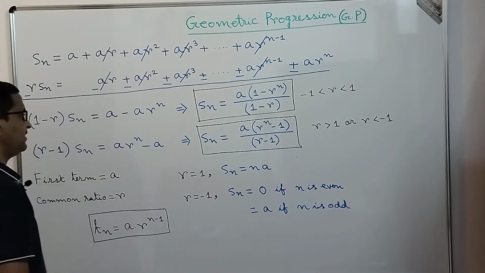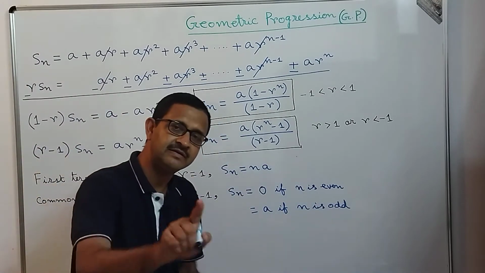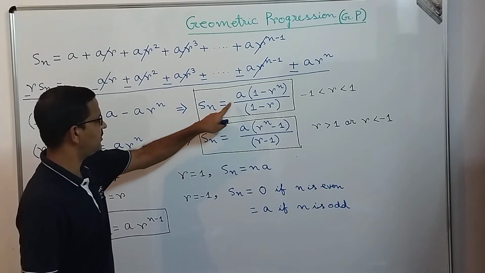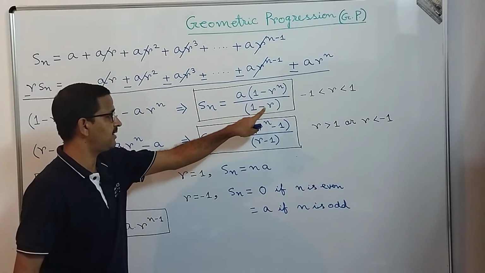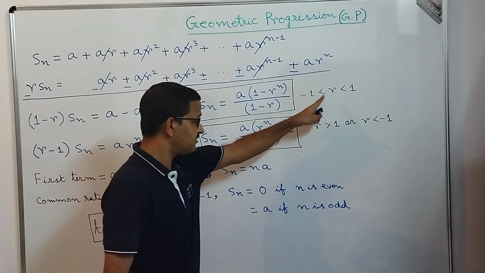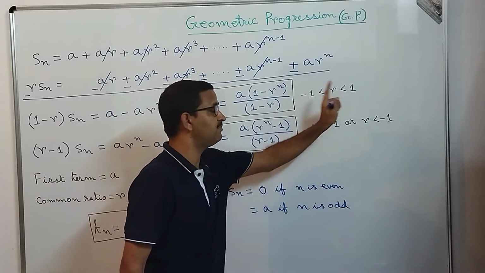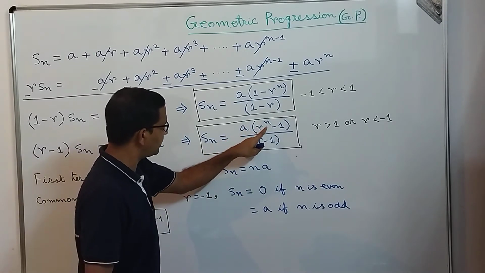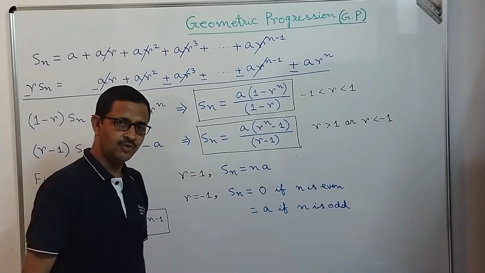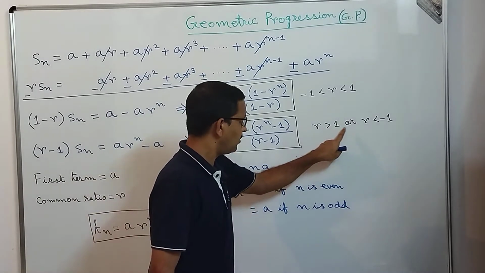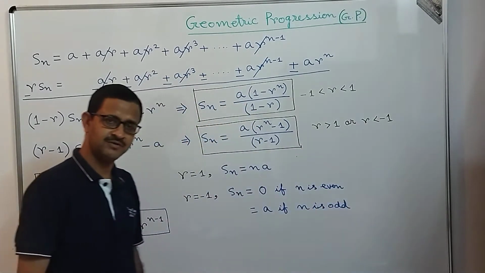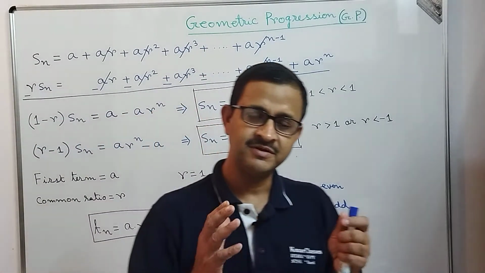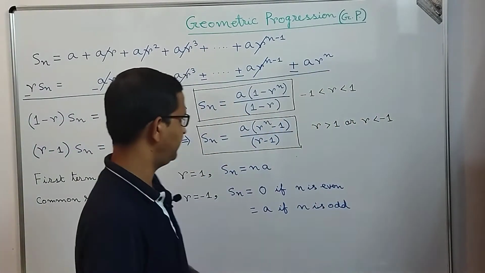And the second one is the sum up to the first n terms, that is Sn. So what is the formula for Sn? Sn is equal to a into 1 minus r to the power n by 1 minus r, when the common ratio r is in between -1 and +1. And Sn is equal to a into r to the power n minus 1 by r minus 1, when r is greater than 1 or r is less than -1. Fine. So based on these formulas, we need to solve several problems, and we are going to work on that.